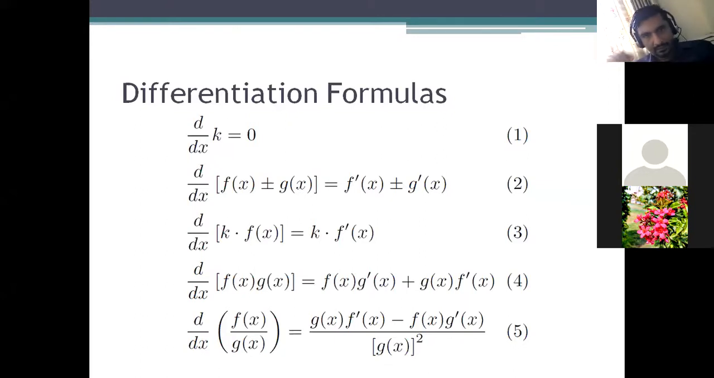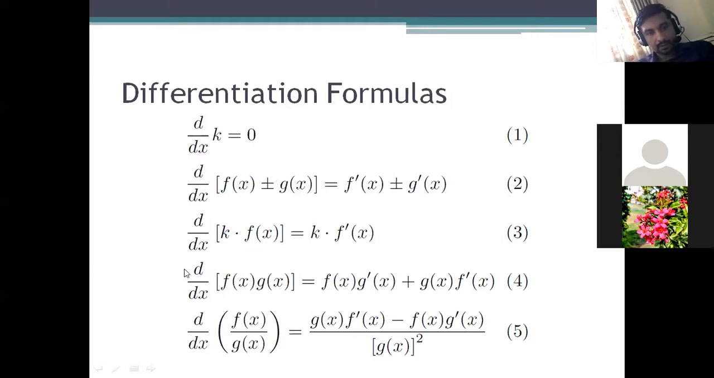So with differentiation formulas, very quickly we will revise. Differentiation of any constant term k is 0. Differentiation of f of x plus or minus g of x is equal to f dash of x plus or minus g dash of x. What are f dash and g dash? Dash indicates differentiation of that function. Then d by dx of k into f of x is equal to k into f dash of x. Dash means d by dx, the differentiation of that function.